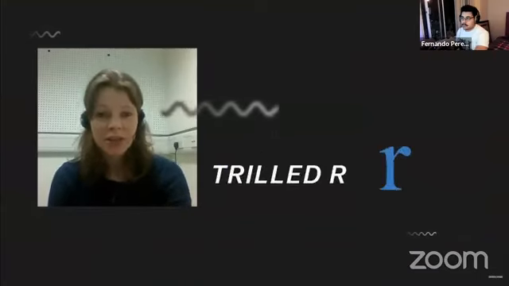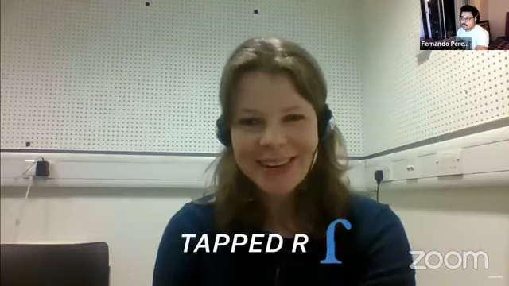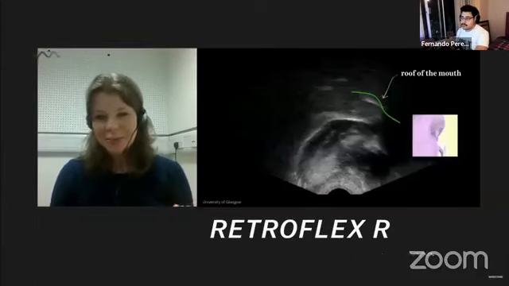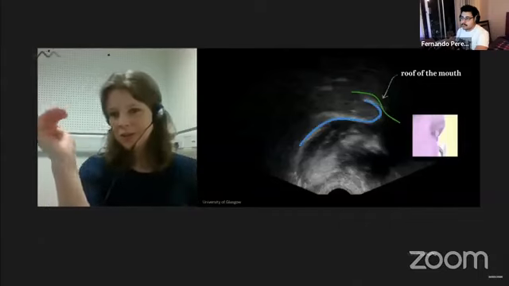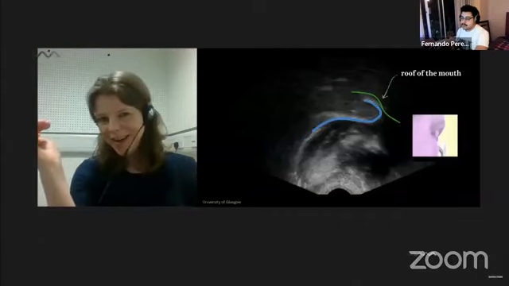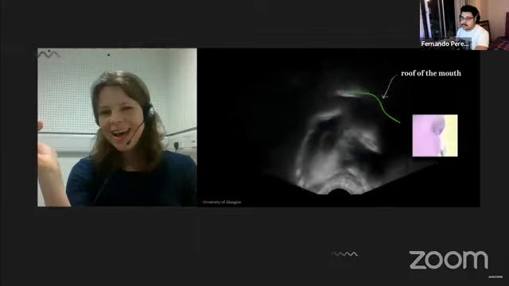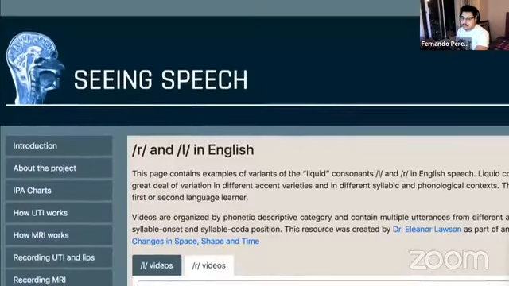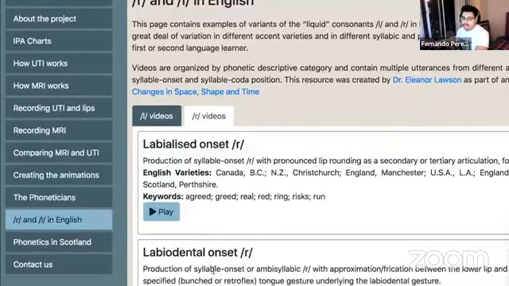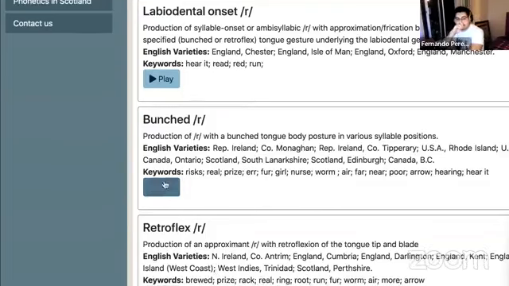You can have chilled R's, which are a sort of a R sound. You can probably hear my tapped R. It's varied. You can have a retroflex R, where your tongue essentially curls upside down under your palatal arch. She says the bunched R, which is common in North American English, is particularly complex.